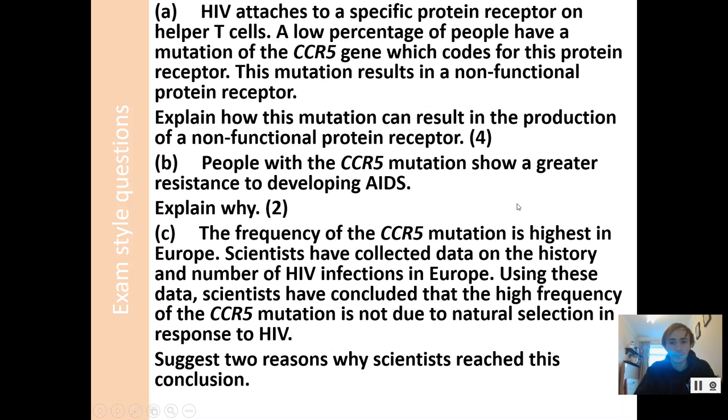And then finally, the frequency of the CCR5 mutation is highest in Europe. Scientists have collected data on the history and number of HIV infections in Europe. Now, why do we think that the CCR5 mutation is not due to natural selection in response to HIV?